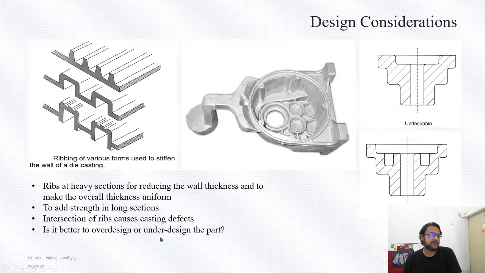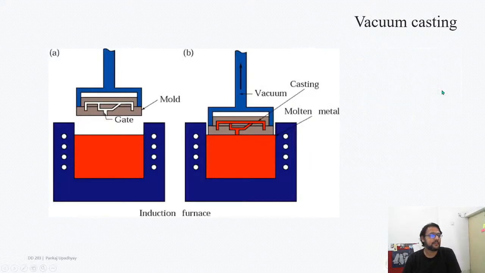There's generally a question that I ask the class: is it better to over design or under design the part? Here, for example, I could do away with this kind of a design, but a better design would be something like this, which has, as far as possible, uniform wall thicknesses. But I could do away with something like this. So why would I choose one over the other?